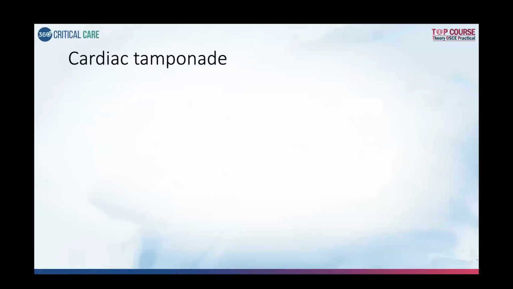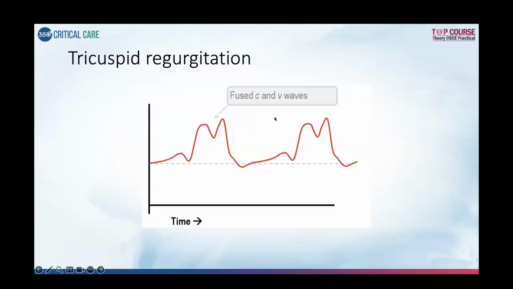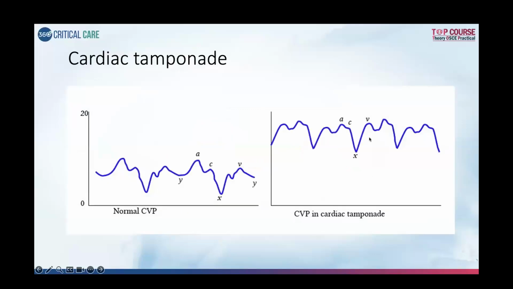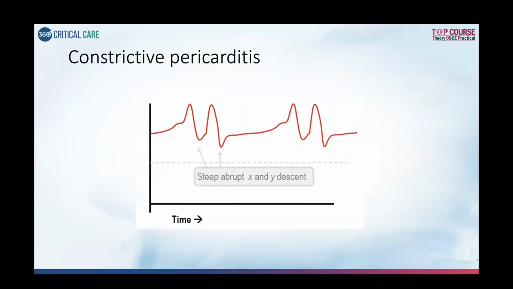In the exam, they are very fond of asking about C and V wave fusion, and X descent and Y descent: Y descent absent in cardiac tamponade, and both X and Y becoming deep in constrictive pericarditis. These are the three things they usually ask, and also the canon A waves.